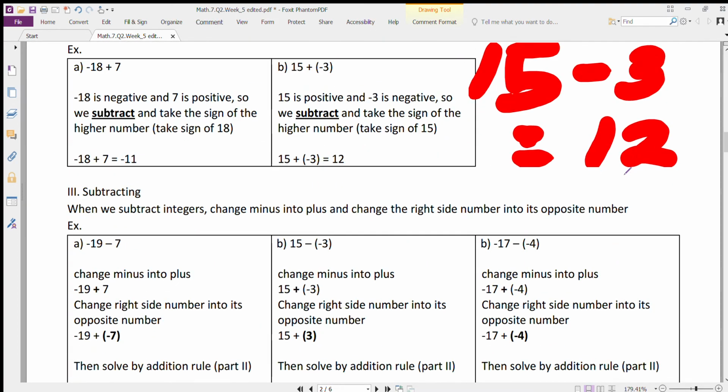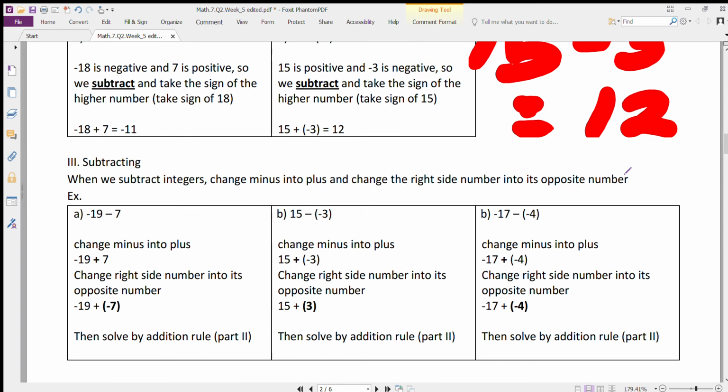So when you're subtracting, you need to read the problem. You just cannot check. Once you read the problem, you're pretty good. What do I mean by that? Let me explain. So first we have negative 19 minus 7. You heard that right. Negative 19 minus 7. Once you know how to read this, it makes sense.